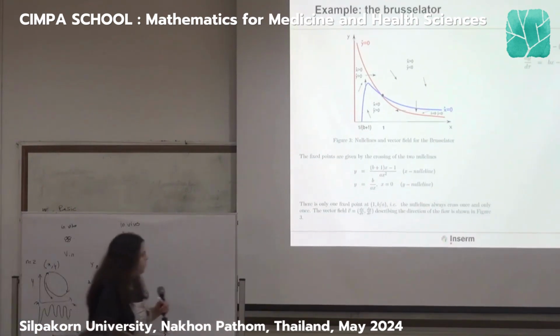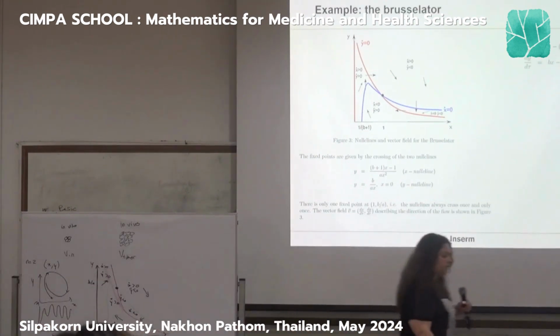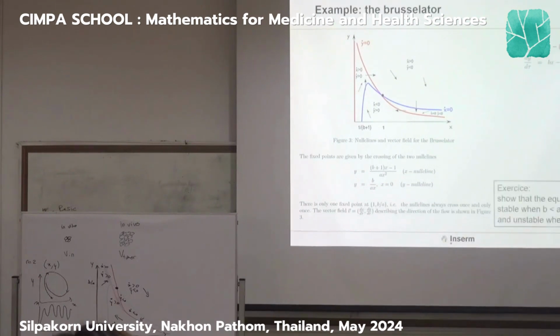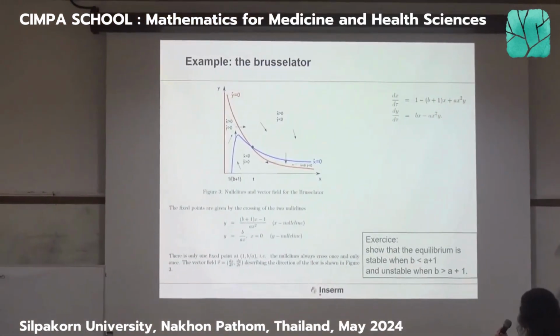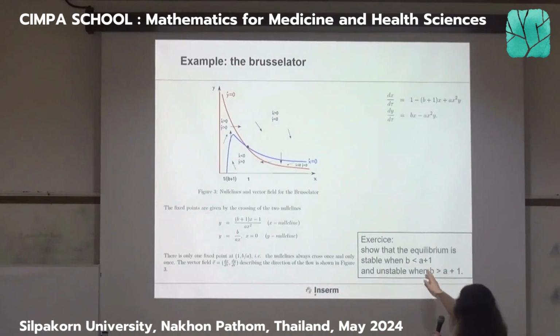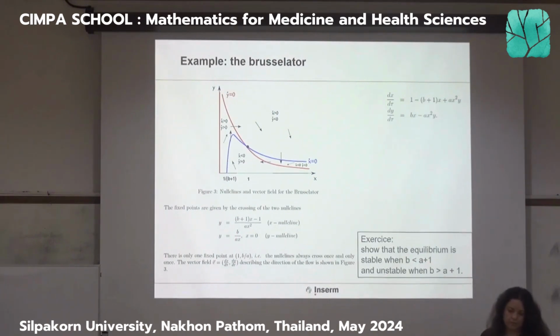Okay. And as an exercise, which you can do by yourself, you can show using the Jacobian and the eigenvalues of the Jacobian that the equilibrium is stable when B is below A plus 1 and is actually unstable when B is over A plus 1. So you can show this, it's not very difficult.